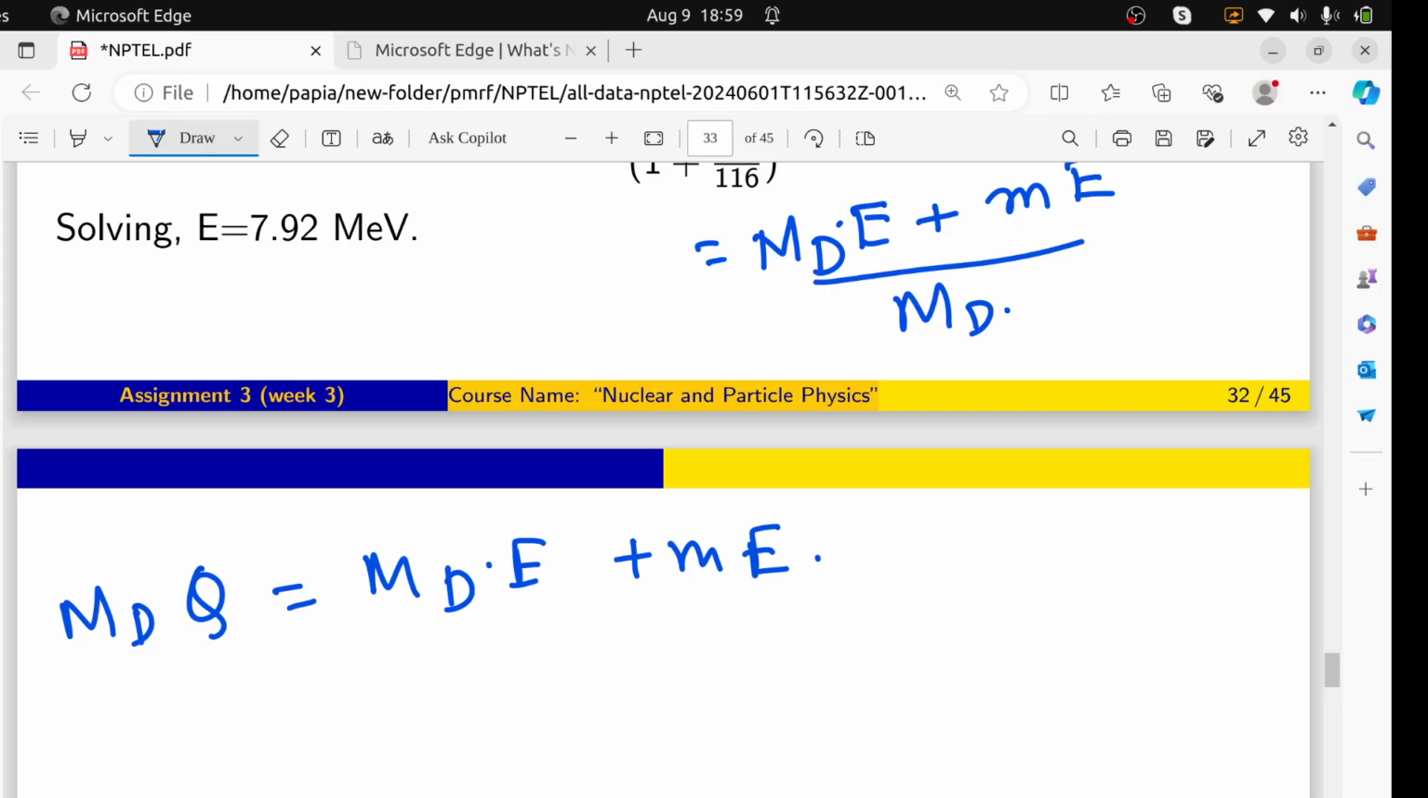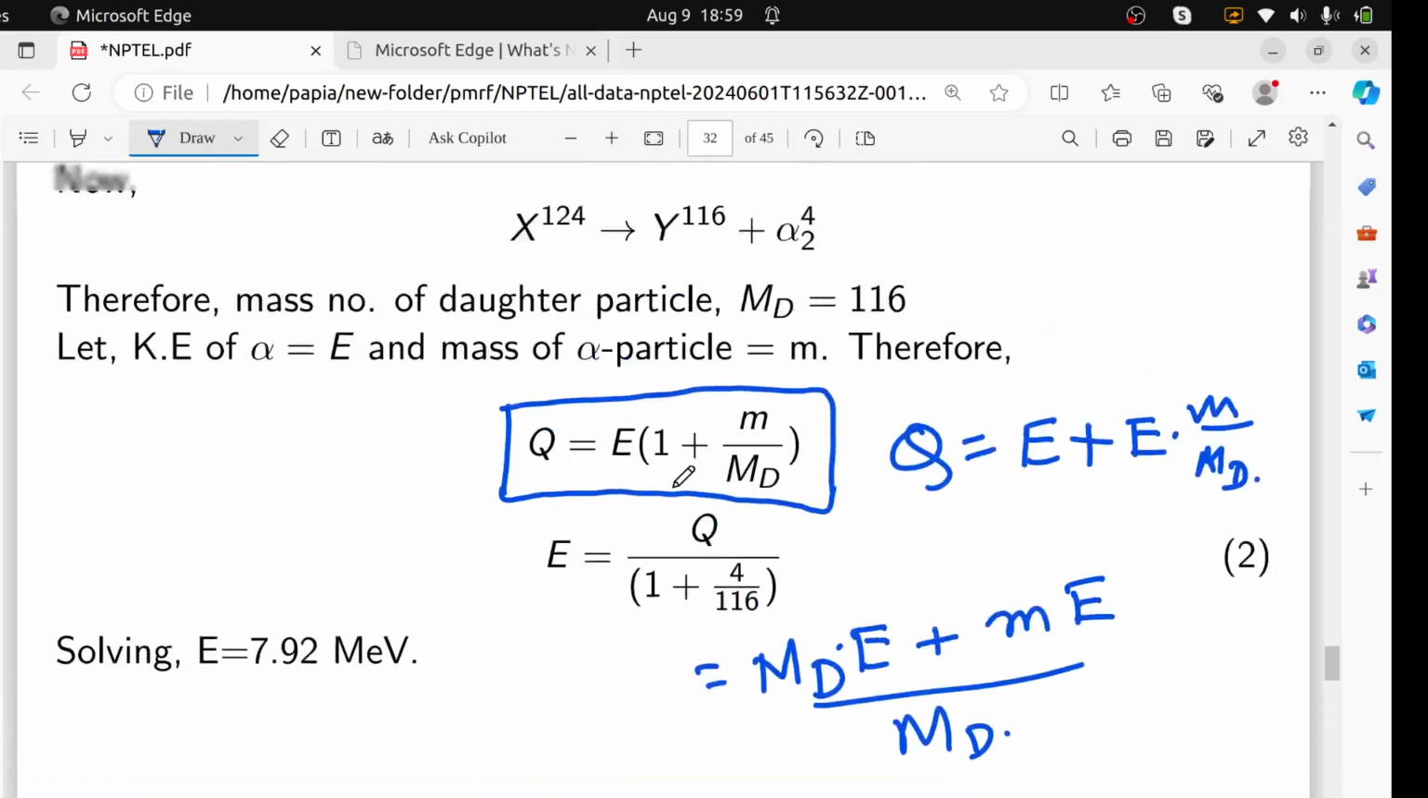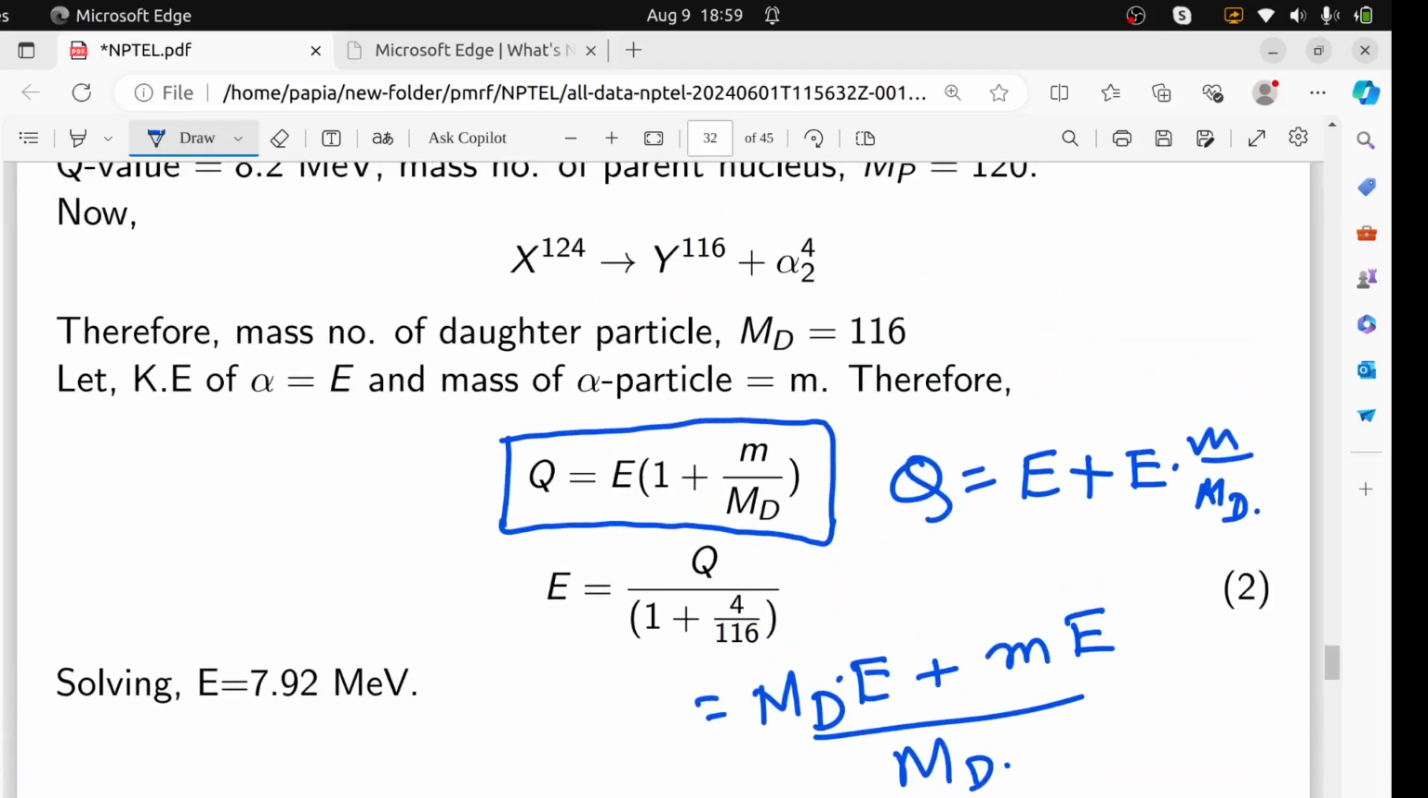So there is a derivation of this kinetic energy and the mass number and the Q value expression. I think sir has already explained that derivation, but if sir did not do that, then maybe I can do it in the next class or this class also, if time permits. But for now you can see, as it is already given here, the Q value is kinetic energy into 1 plus M.